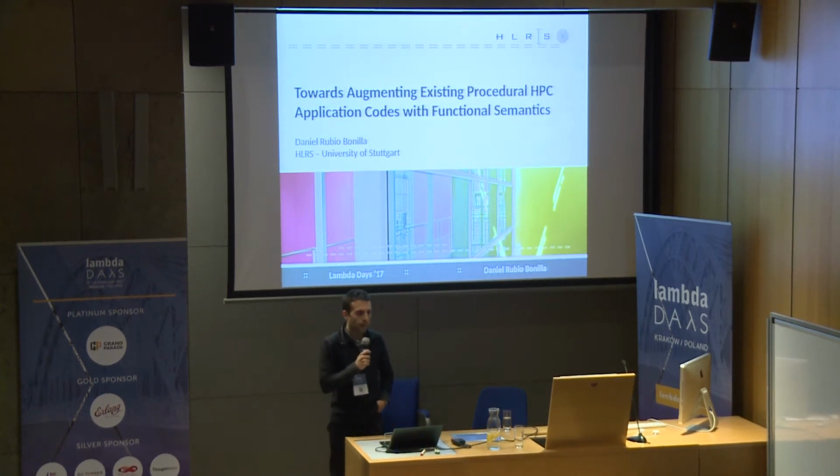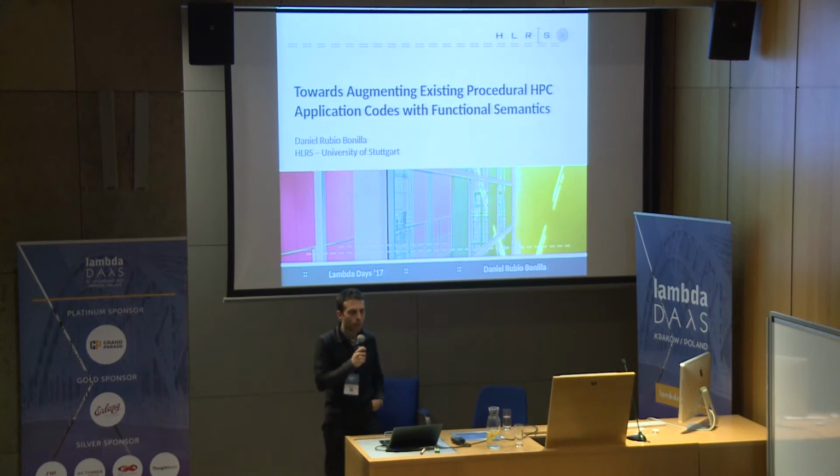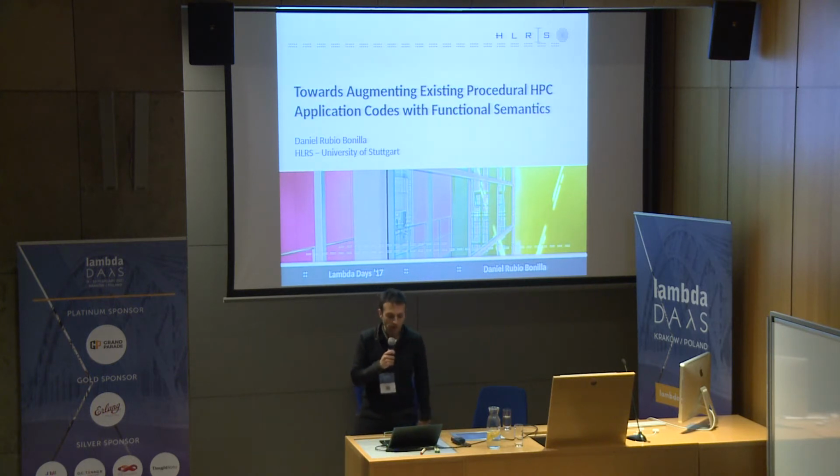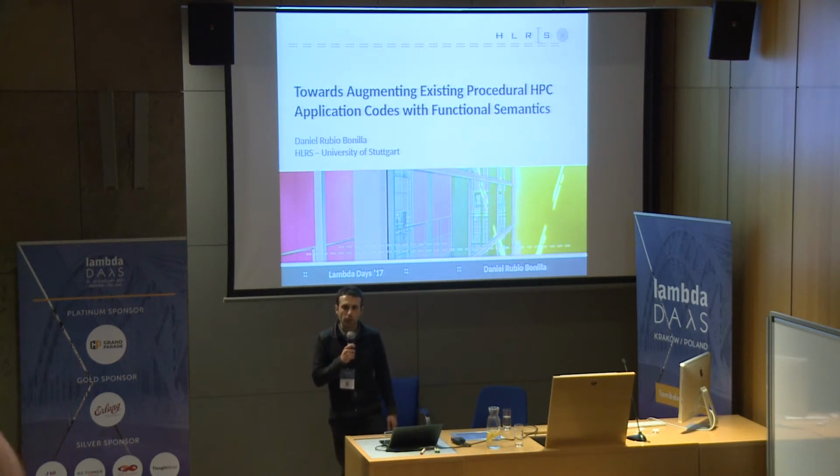So, as many of you may know, in HPC we are mainly still using C and Fortran to program our computers. So in this talk I'm going to talk about how to introduce functional semantics into this procedural code, with the aim to improve the programmability while keeping the performance, and also improve the portability. During this talk, I'm going to discuss what benefits functional programming can bring to us, and how to make it exploitable in our HPC machines.